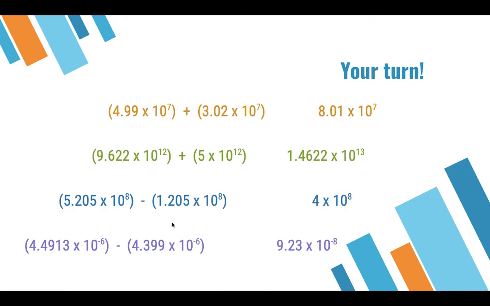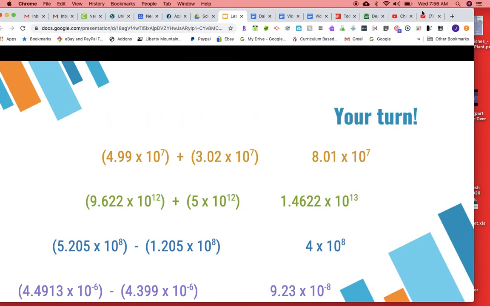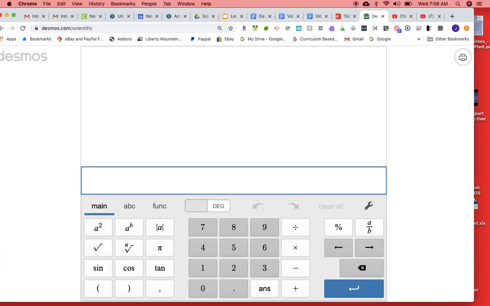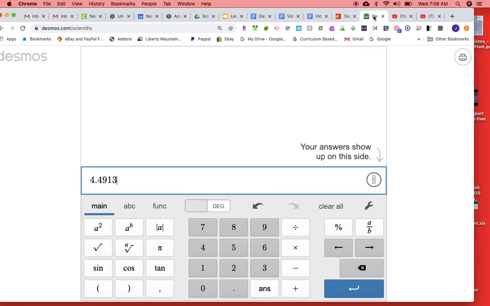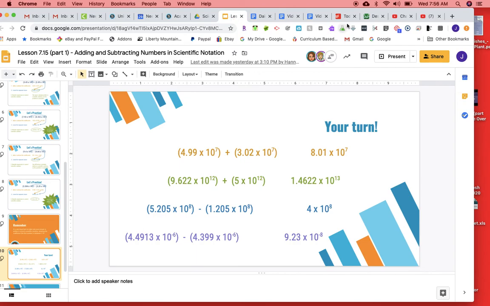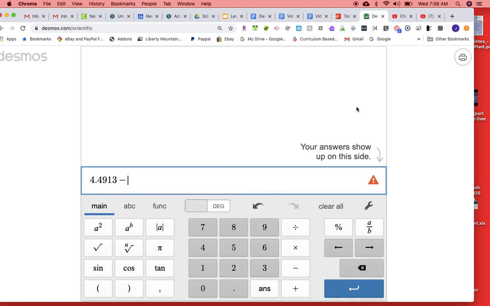Let's do this. 4.4913. So I'm going to show you how to use it on Desmos. We subtract 4.399, and we're going to get 0.0923. 0.0923.